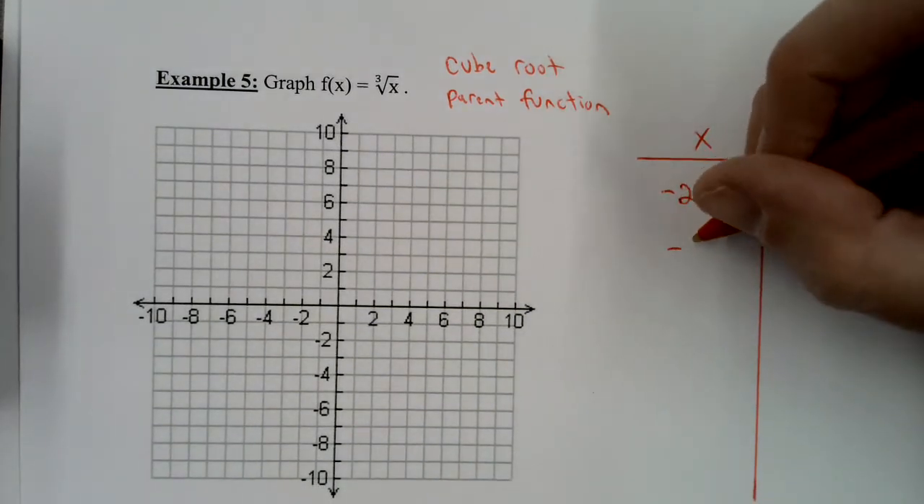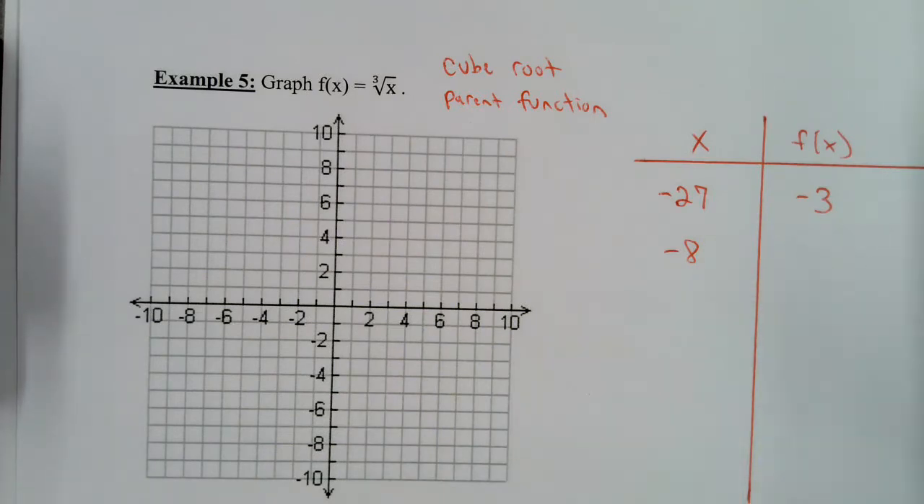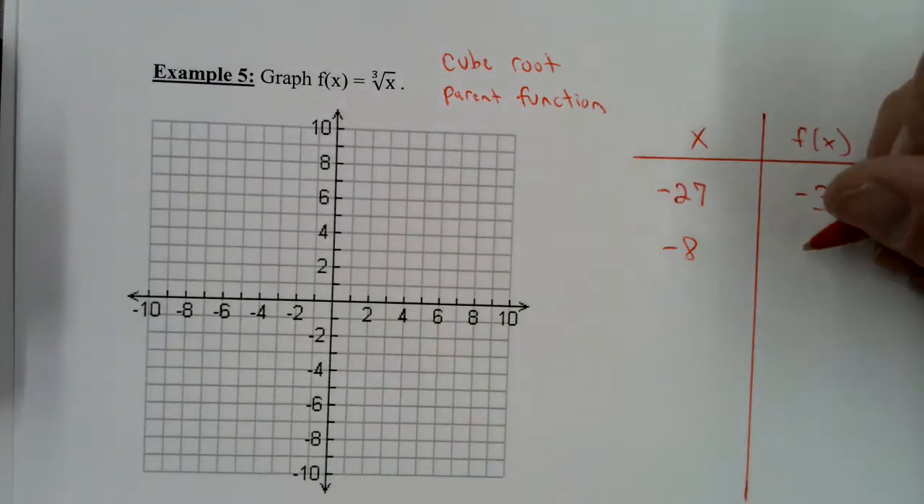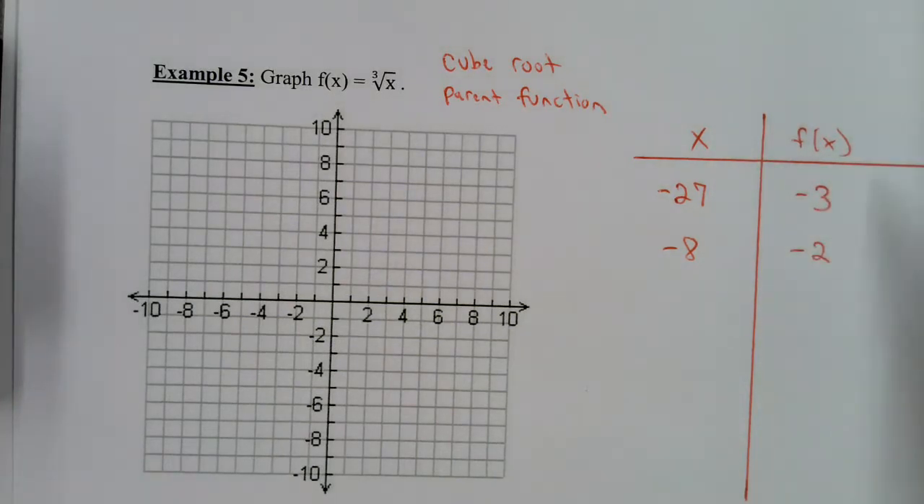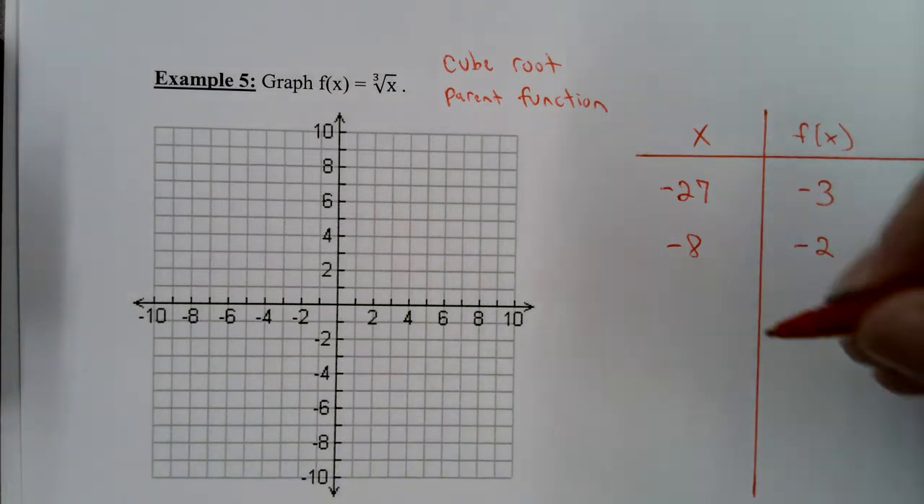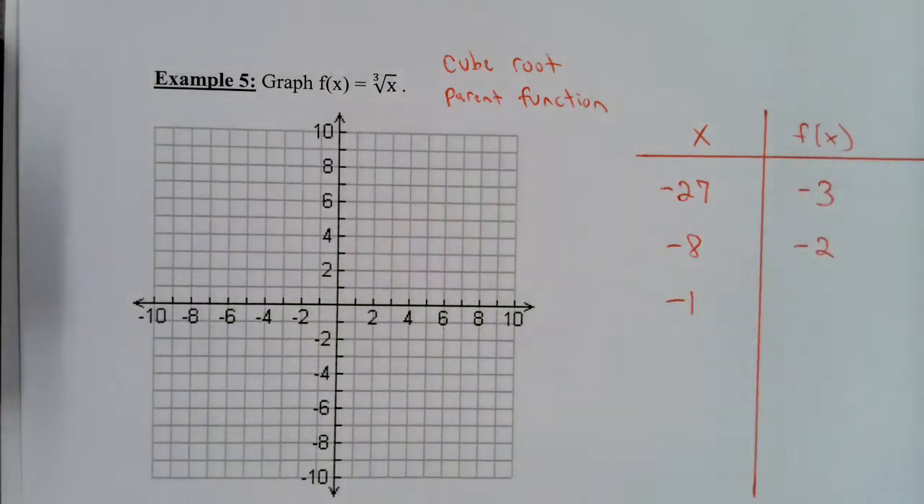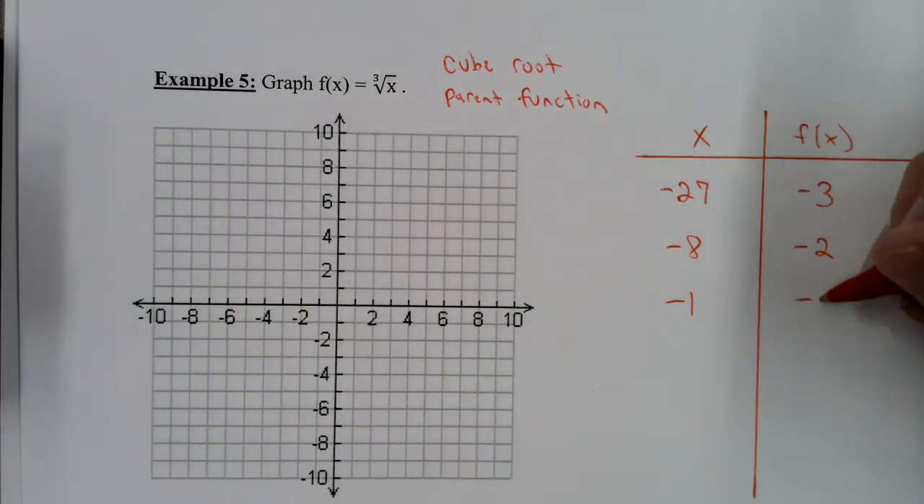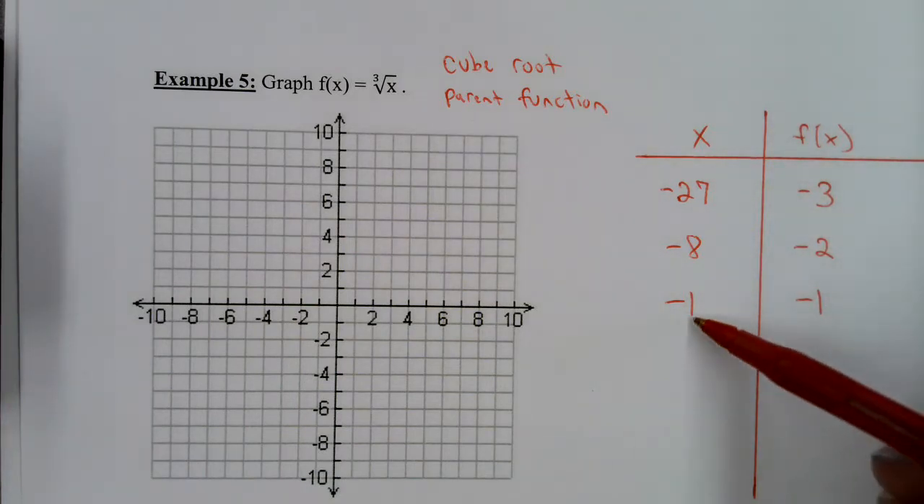The next one I'm going to choose is negative 8. Because I can easily get the cube root of negative 8. Because what number times itself 3 times equals negative 8? The answer is negative 2. Because negative 2 times negative 2 times negative 2 equals negative 8. Next up, we got negative 1. The cube root of negative 1 is negative 1. Because negative 1 times negative 1 times negative 1 equals negative 1.